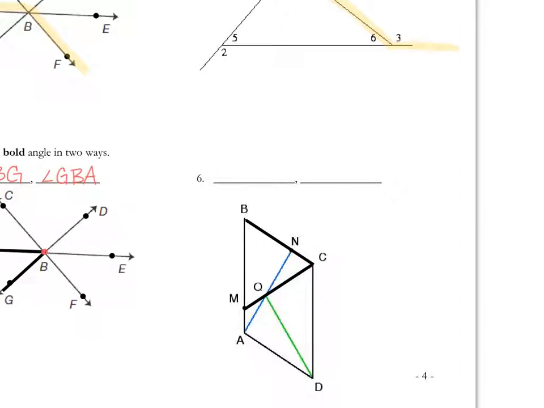Alright, see if you guys can write this one down. This one has many different ways you can name this. I named it these two different ways: MCN. You could do QCB. As long as C is in the middle and B or N is on one side of C, and then M and Q are on the other side of C.